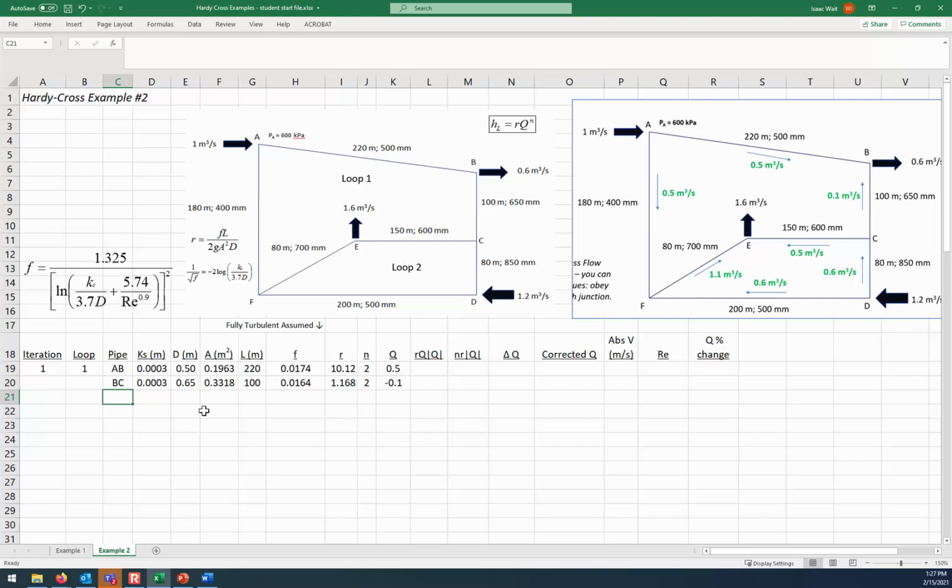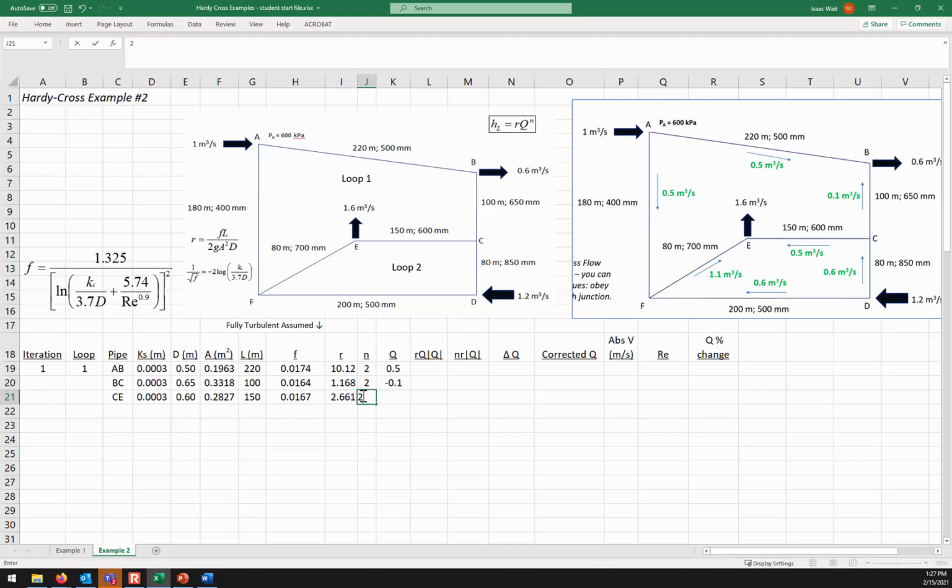Okay, so let's put in pipe CE. Pipe CE has the same K sub S value as the others. The diameter of that pipe is 0.6. Now the cross-sectional area can be calculated automatically. The length of pipe CE is 150 according to the drawing. The F value can be calculated with this fully turbulent flow assumption. And the R value is derived from the F value, the length, the area, diameter, and so on.